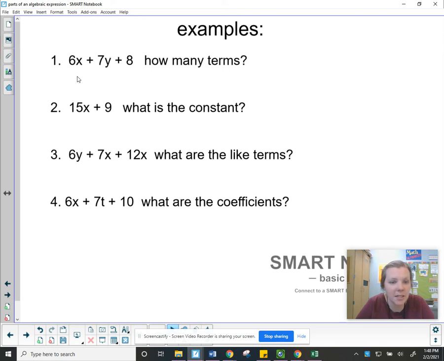And then for the last one, 6x plus 7t plus 10, what are the coefficients? Think about what a coefficient is. Coefficient is the number with the variable, the number in front that's being multiplied. So the coefficients there are 2. It's 6 and 7, the numbers with x and t. A mistake that a lot of 7th graders make is that they say that the coefficient is 6x. It's not. That's the term. The 6 is the coefficient and the x is the variable. So if you're asked what the coefficient is, it's just the 6.